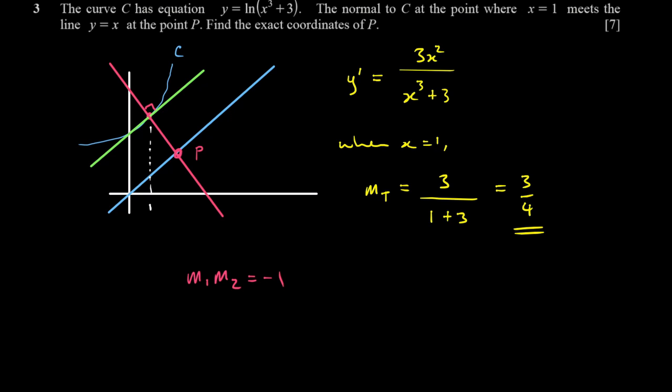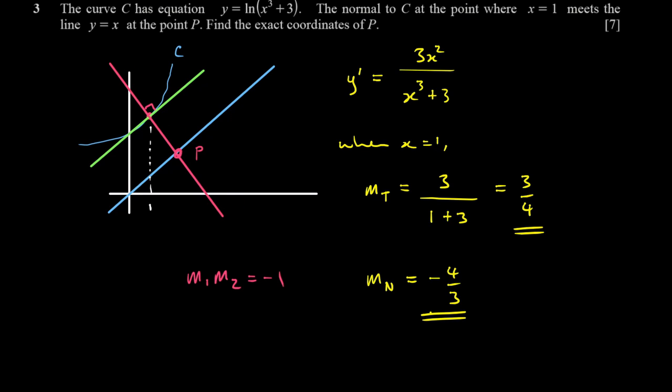So we know the normal is perpendicular to the tangent, so therefore the gradient of the normal is going to be -1 divided by 3 quarters, which is -4 over 3. So that's the gradient of our normal, right? So we just found the gradient of that line there.